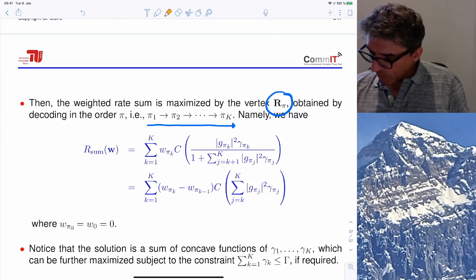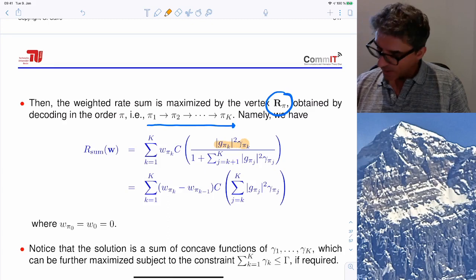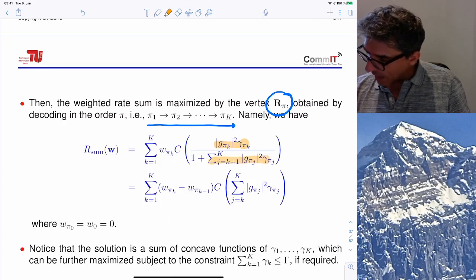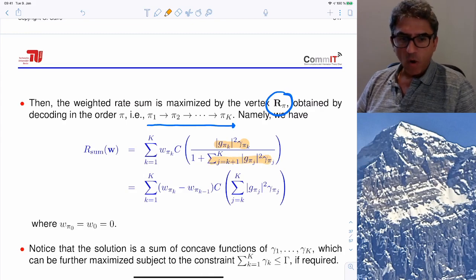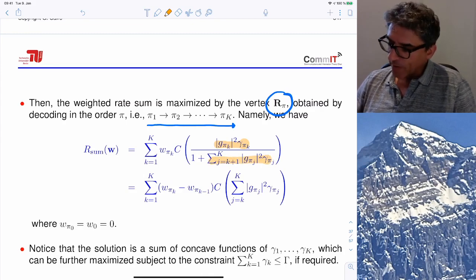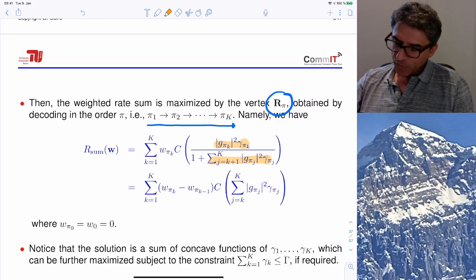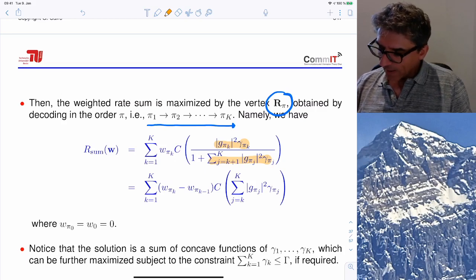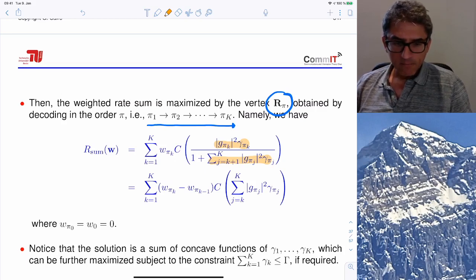Where at the numerator we have the user that we are decoding at step K, and at the denominator we have 1, which is the normalized variance of the noise, plus the sum of the variances of the residual interference signal, so the ones that are not yet decoded. So if we are decoding at step K, the not yet decoded users are the ones from K plus 1 to big K. Okay? So this is the residual interference at step K.